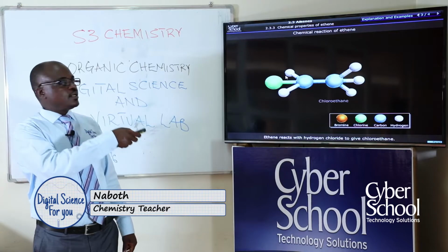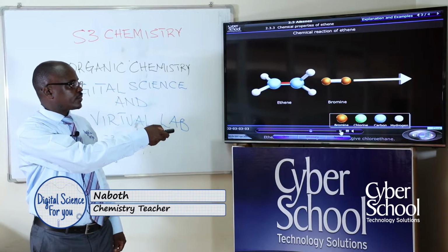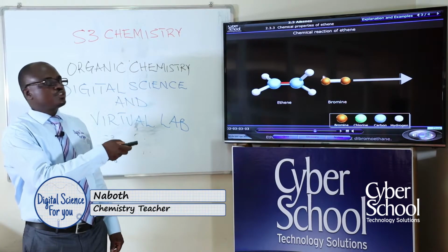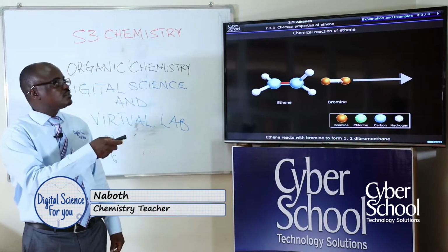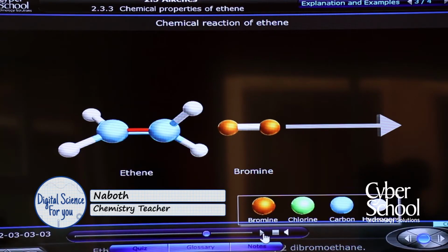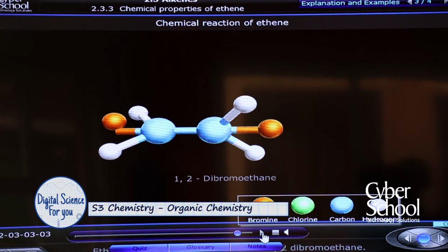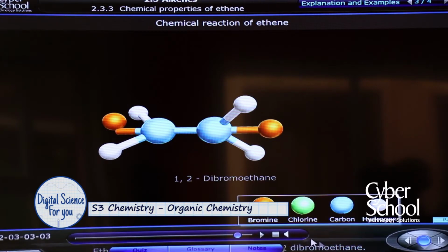Okay? So we can also play, and we see how it reacts with bromine. We are looking at this structure. This is a bromine molecule, Br2, showing that two bromine atoms are joined by a covalent bond. So we play it. The two bromine atoms, which are shown by the brown balls, join the structure of ethene by covalently bonding to the carbon atoms.